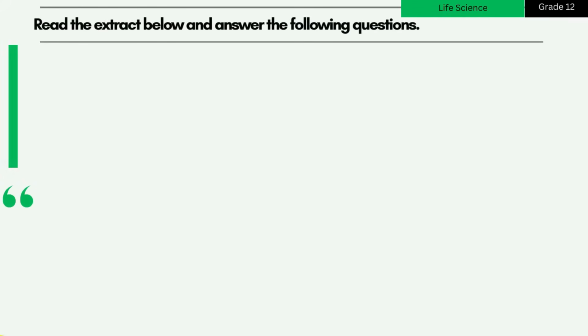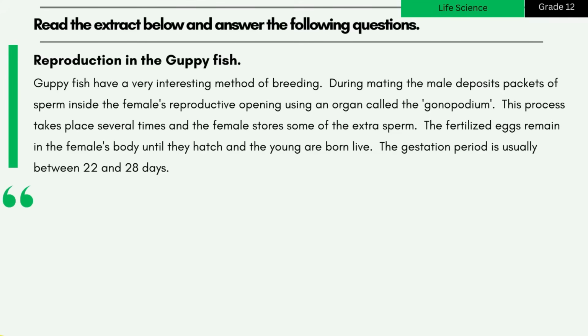Read the extract below and answer the following questions. Reproduction in the guppy fish. Guppy fish have a very interesting method of breeding. During mating, the male deposits packets of sperm inside the female's reproductive opening using an organ called the gonopodium.